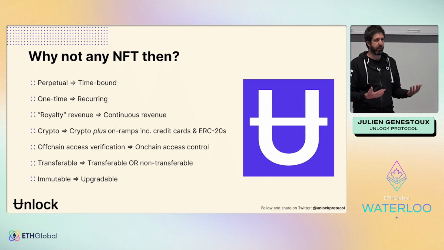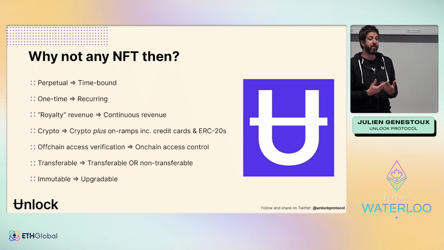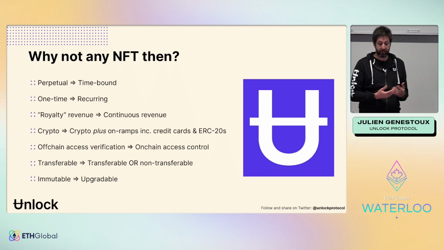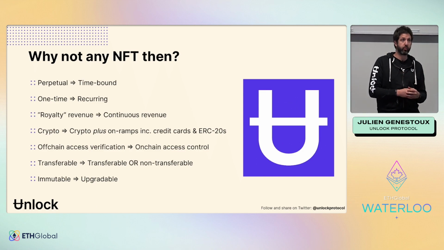Netflix makes money continuously as people keep paying for the service because they keep streaming good shows, hopefully. At Unlock, we also build the protocol around the membership, assuming that not all memberships will be paid with crypto. So we have natively in the smart contract support for mechanisms that would allow paying with credit cards, or, for example, ERC20s as well.